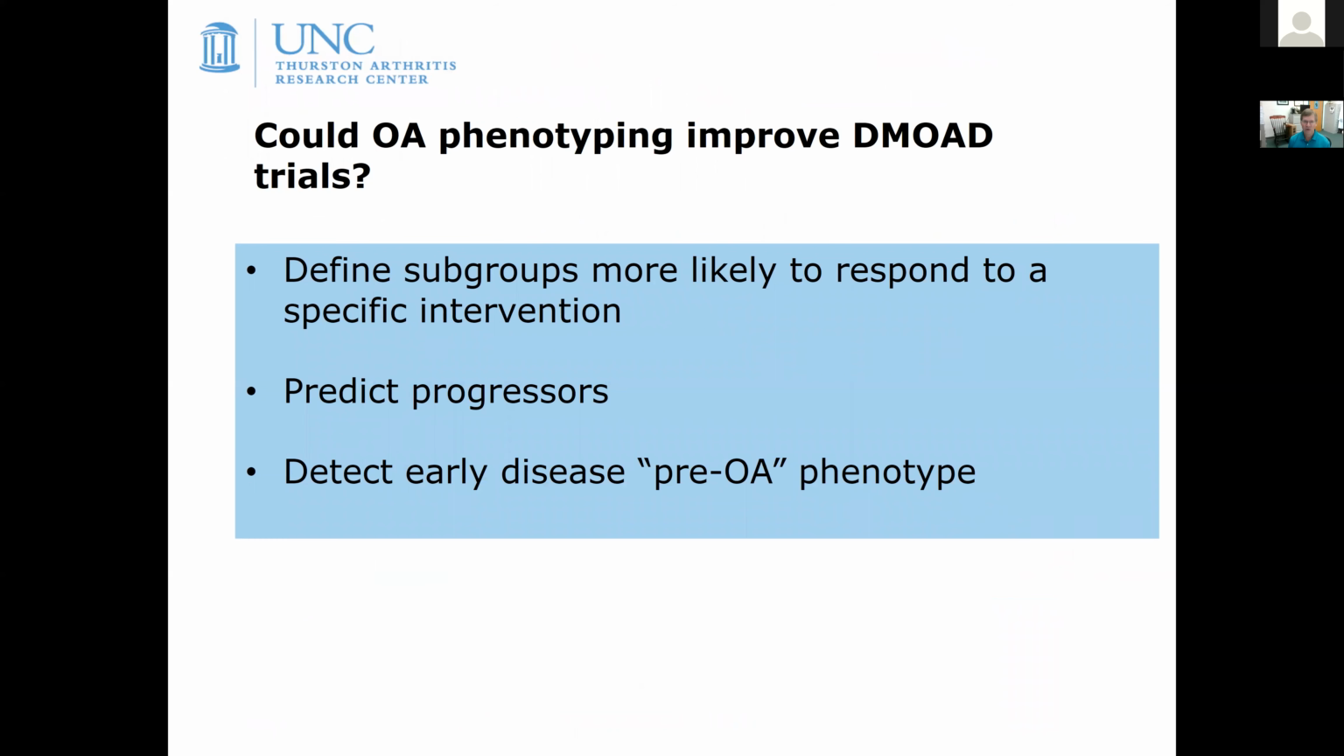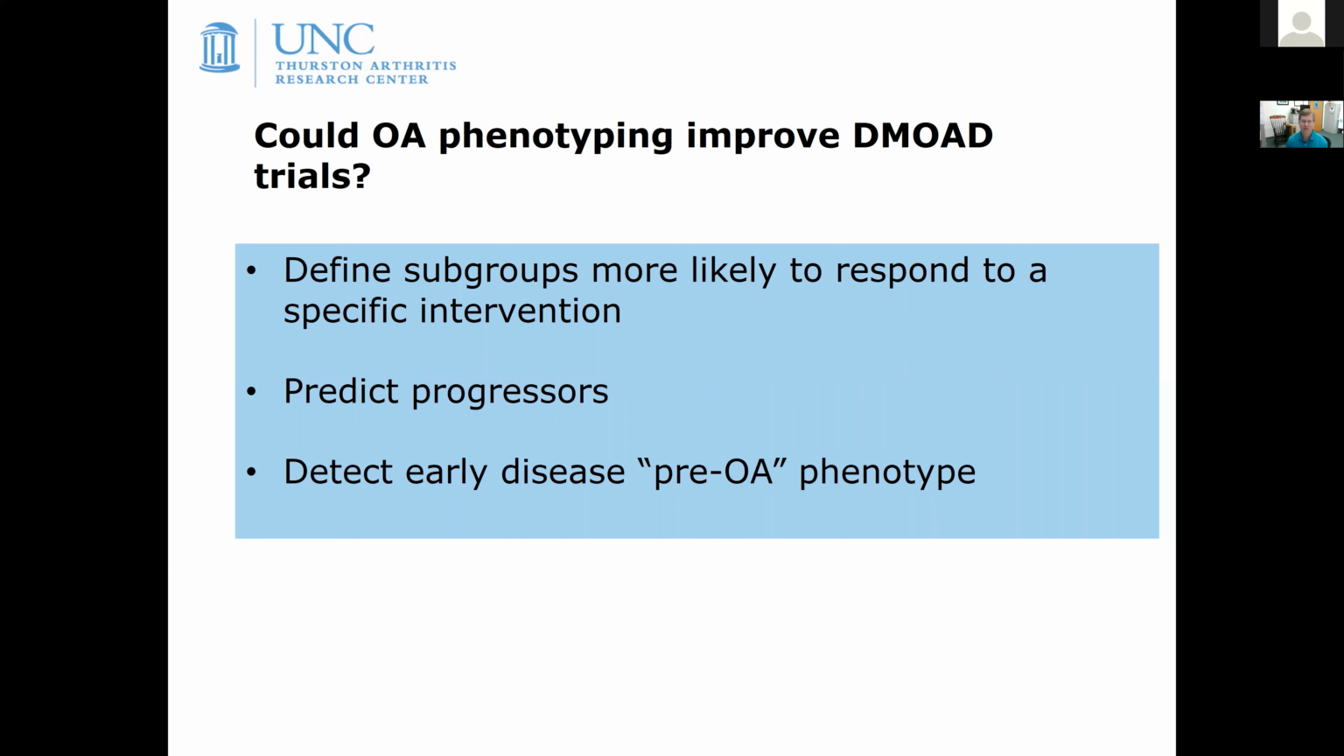So could phenotyping improve DMOAD trials? This would be helpful by defining subgroups that might be more likely to respond to a specific intervention, such as a bone target, as I just showed. And as I just mentioned, predicting those who are much more likely to progress.